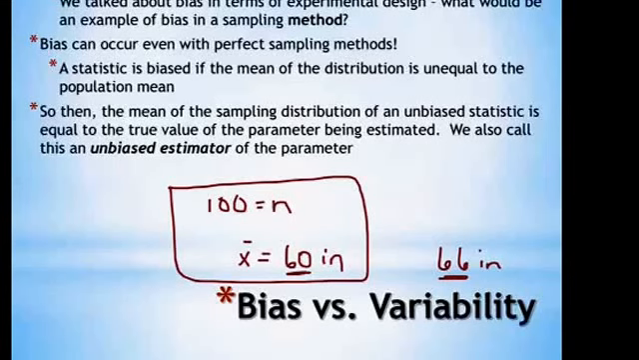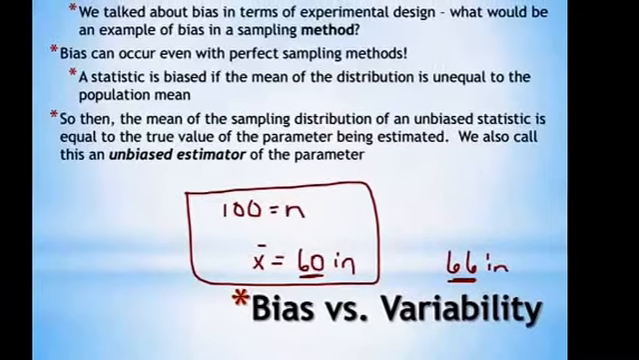So then, the mean of a sampling distribution of an unbiased statistic is equal to the true value. Whenever you see true value, we are talking about the parameter being estimated. We also call this an unbiased estimator of the parameter. So remember that the mean of a sampling distribution of an unbiased statistic is equal to the true value of the parameter that we're estimating.